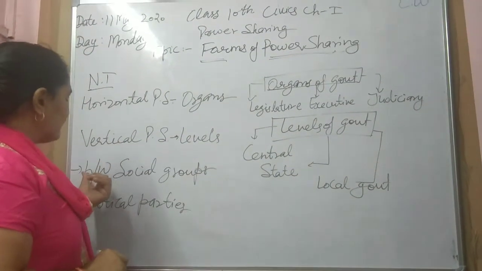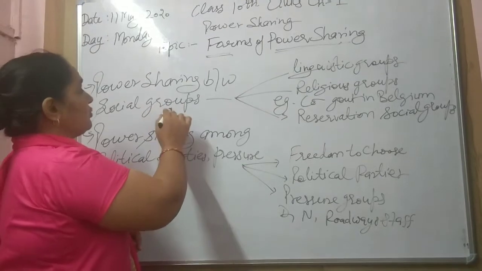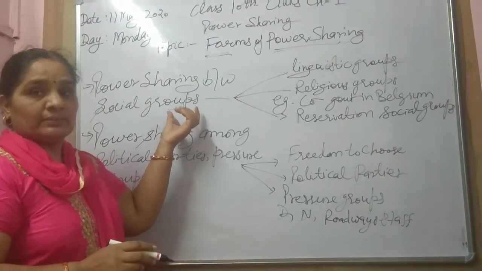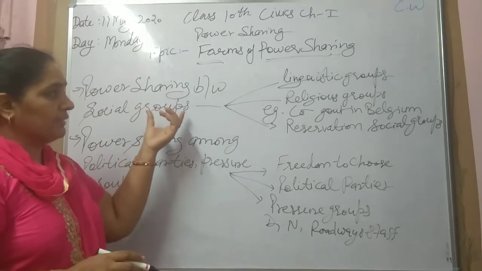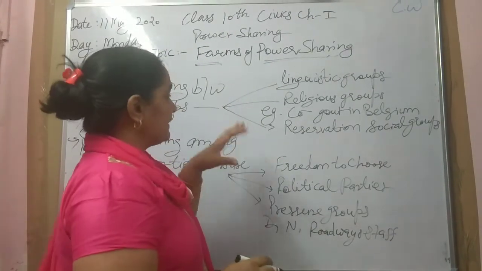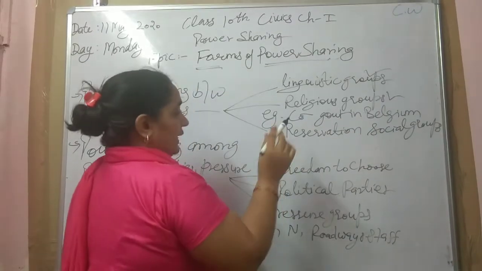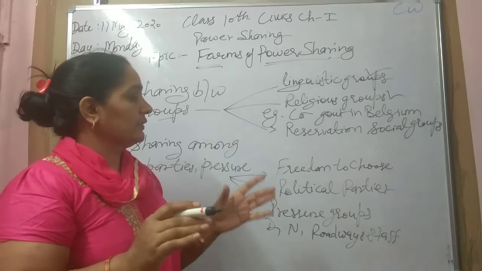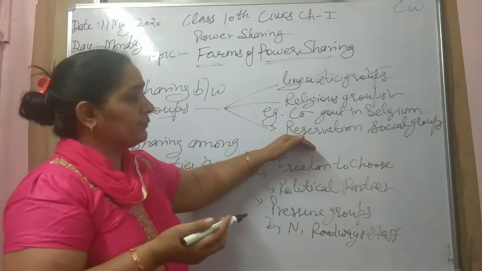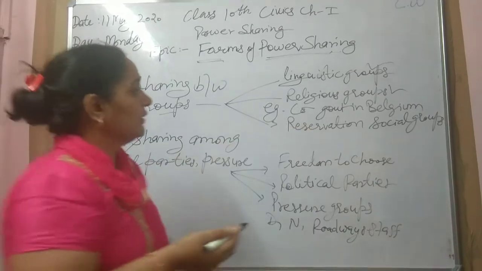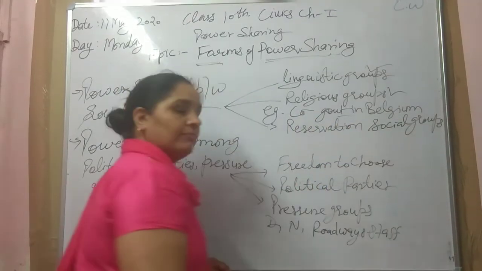Next one, power can be shared between social groups. We can say society is a group of different social groups. In society many groups are living together. So power can be shared on the basis of linguistic groups, religious groups, and some poor sections of society who demand reservations. That's why reservation should be provided to some social groups whenever needed. The best example of power sharing among different social groups is the community government in Belgium.